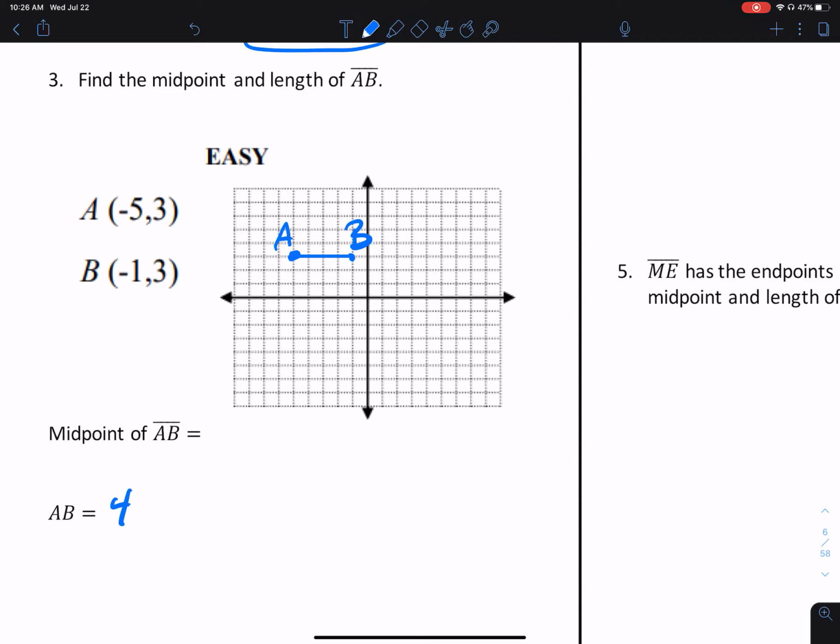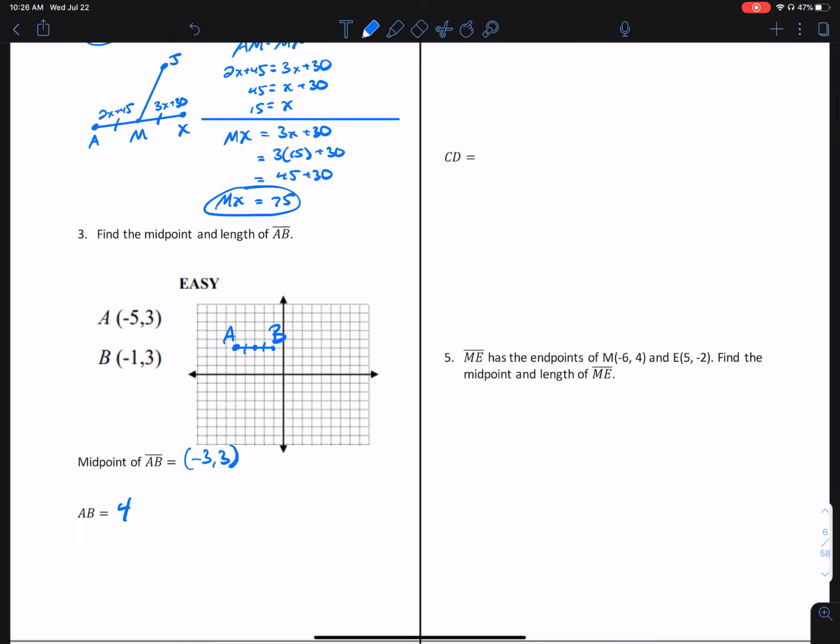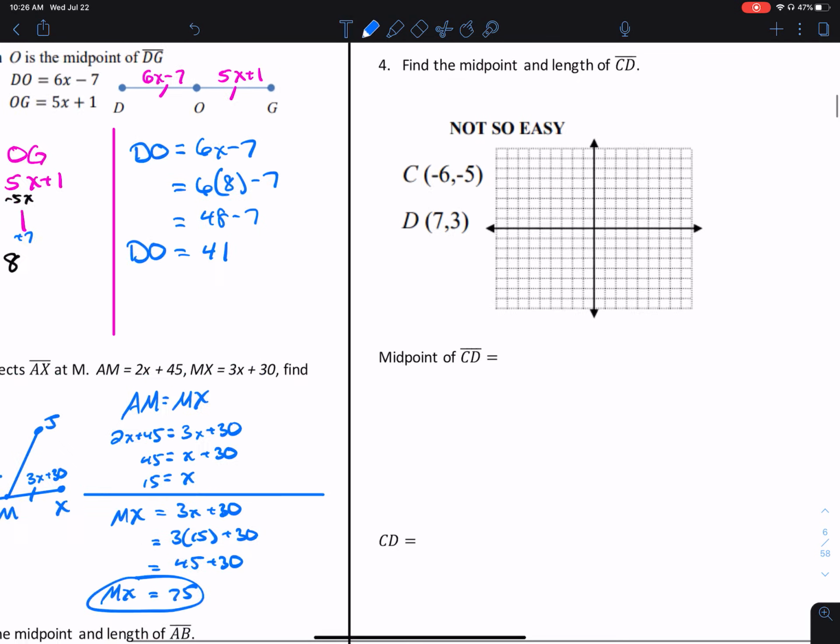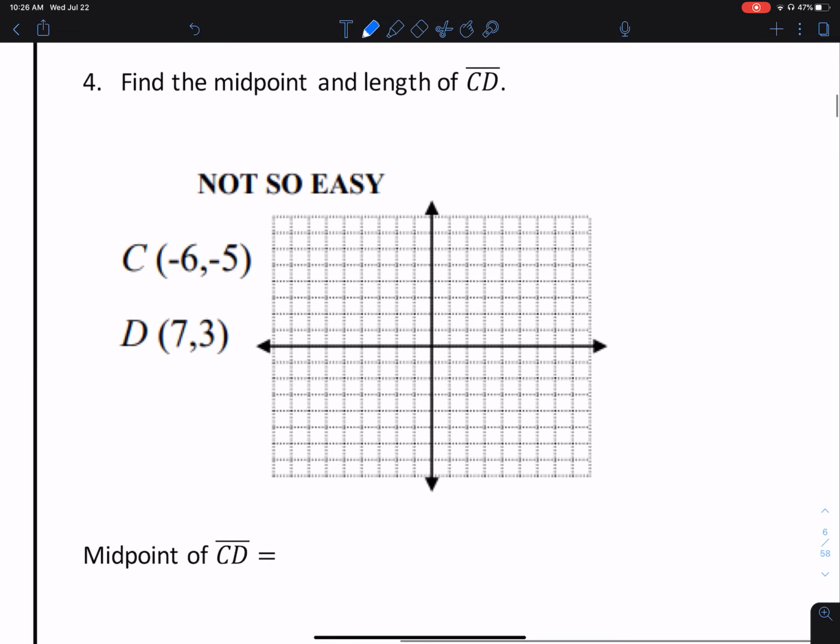What's the midpoint of this segment? Well, halfway between, if we went from here to here was 4, it would be 2. And those coordinates would be left 1, 2, 3, and up 3. Easy, easy, easy. Well, let's check out number 4. Not as easy if it's not vertical or horizontal.